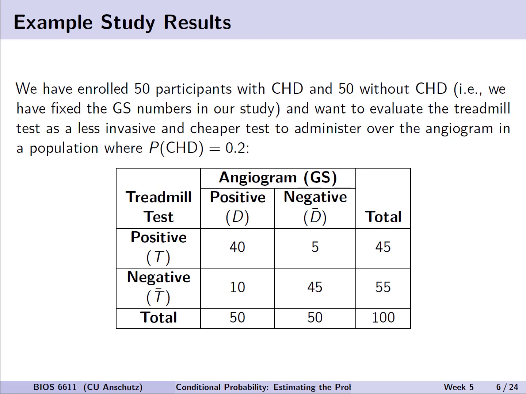Now remember, we have 50 participants enrolled in our study who have CHD or coronary heart disease and 50 who don't. So we fixed the number based on the gold standard with the angiogram in our study. So therefore our study prevalence, the sample prevalence, does not match the population prevalence, which is actually estimated to be 20% in our population of interest. Again, if you don't have your notes from the last lecture nearby or have this printed out, I recommend you take a second to quickly jot down this table, since we'll be using it in all of our calculations for the remainder of the slides.